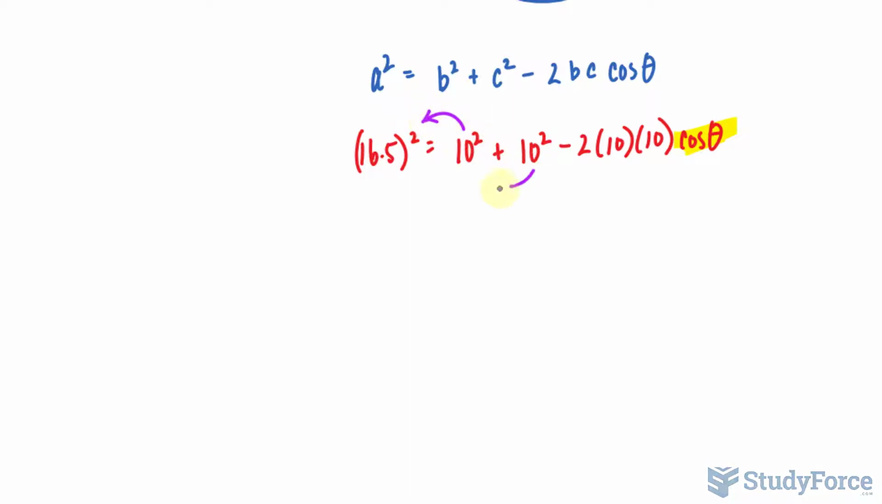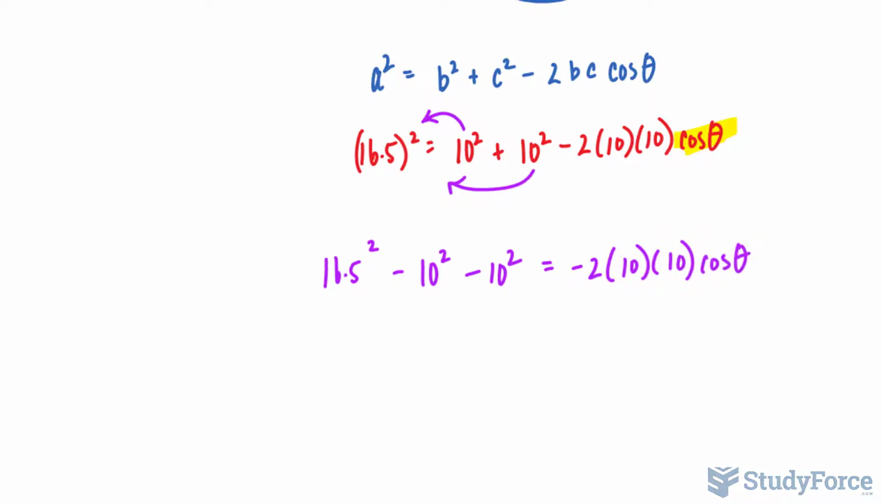So I'll take that term over. Also this one, I have 16.5 raised to the power of 2. I'm dropping the parentheses because this value is positive. There's no point for them. Minus 10 to the power of 2 minus 10 to the power of 2 is equal to, on the right side what remains is negative 2 times 10 times 10 times cosine theta.